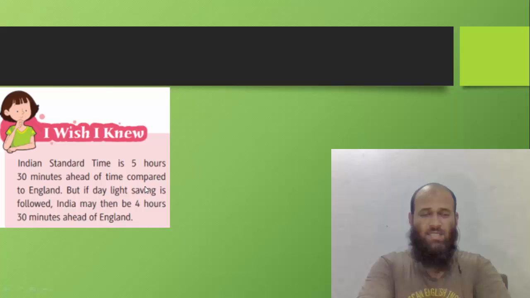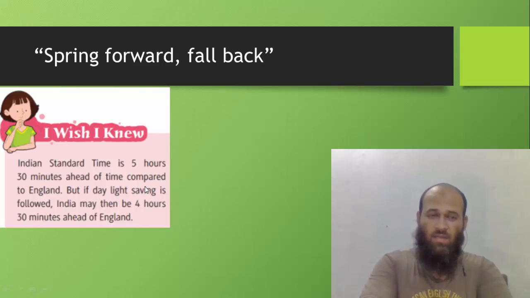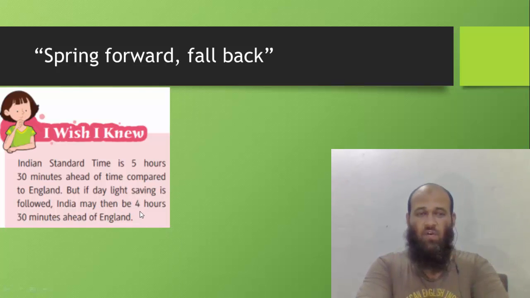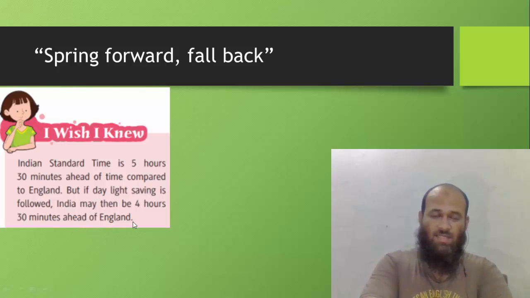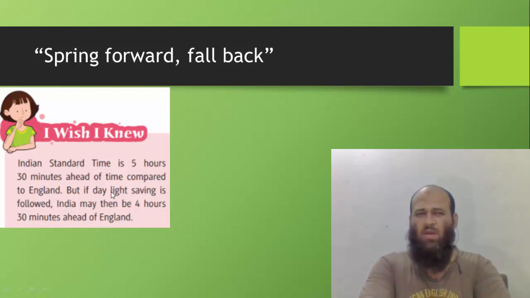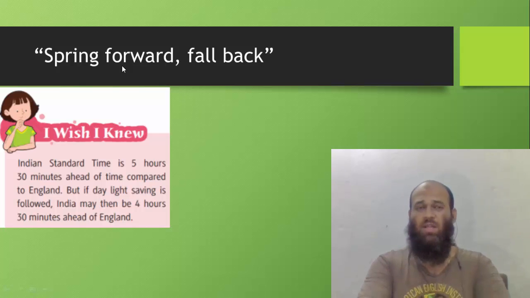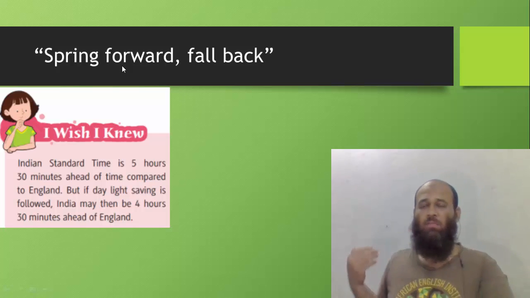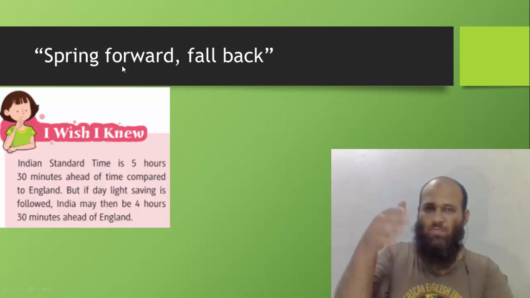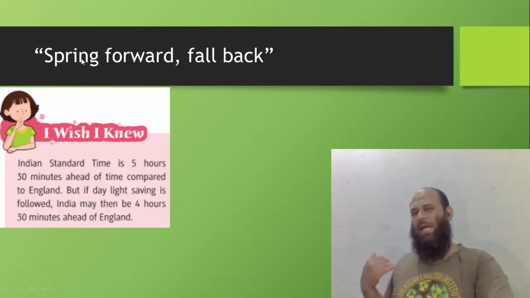So Indian Standard Time is 5 hours and 30 minutes ahead of England. But if daylight saving is followed, India may then be 4 hours 30 minutes ahead of England. What is daylight saving? Well, daylight saving को याद रखने के लिए it's a very good formula: spring forward and fall back. Spring forward, fall back.